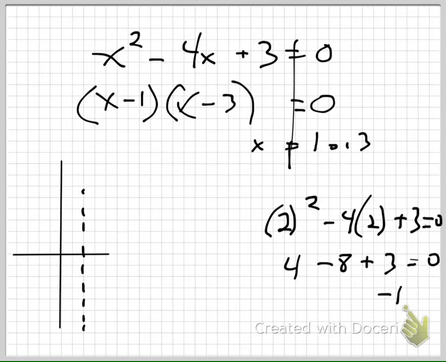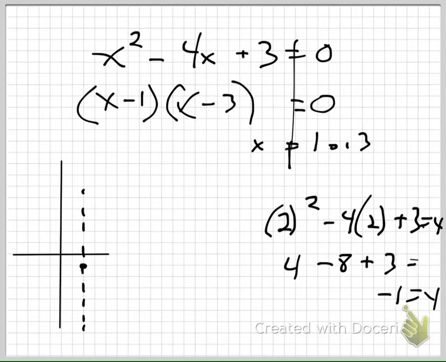What did I do wrong here? Oh, it's not equals 0. It equals y. Okay, so when x is 2, y is negative 1. So that means the vertex is right there. Do you agree? That's the vertex, I mean.